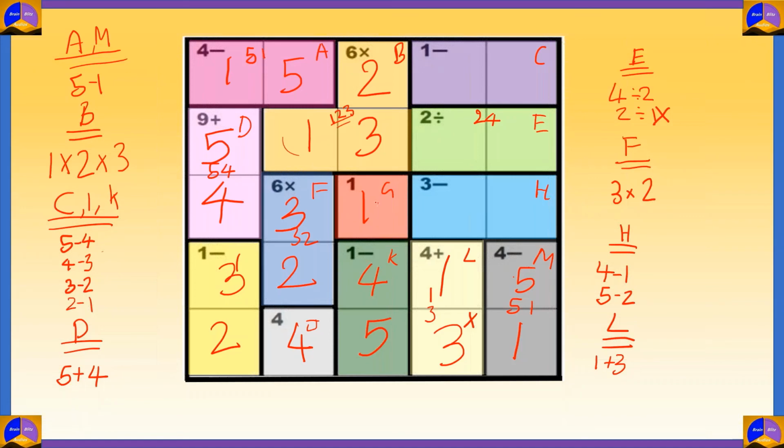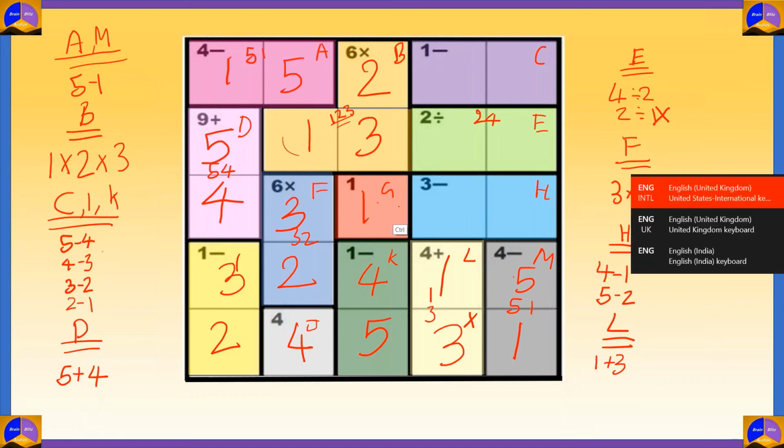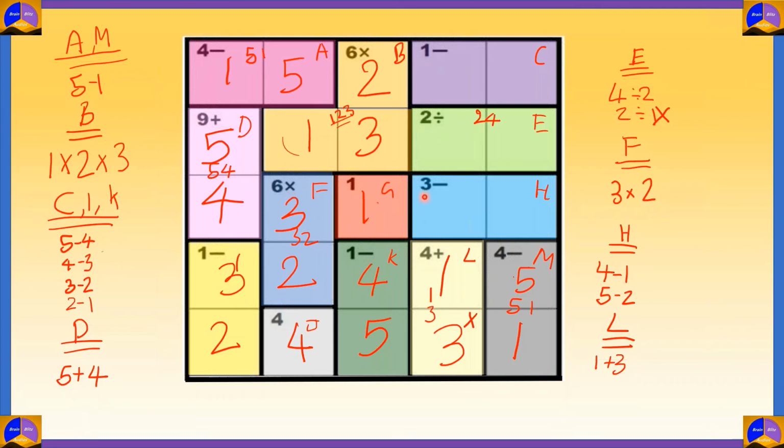Now let's look at this row. Now in this row, the options are 2 and 5. Now as 5 came over here, 5 can't come over here, as then it will repeat a 5 in the same column. So the 5 in cage H would go over here and 2 will go over here.